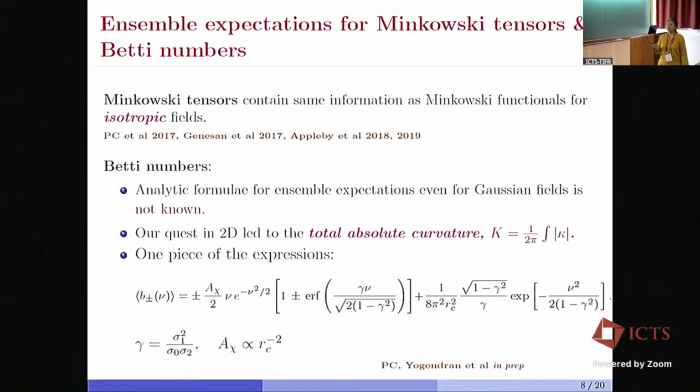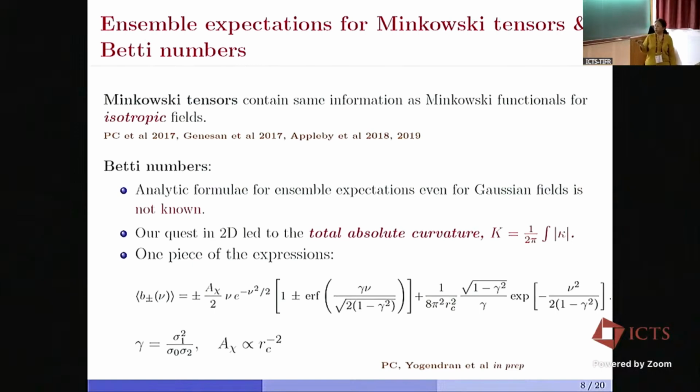Then for Betti numbers, you can also ask what the ensemble expectation formulas are, and that has not been known. This is a very hard problem that several people, particularly mathematicians, have been trying, and we don't know the full analytic form yet. However, in the recent past, we looked at an approach to calculate the analytic expression by involving the total absolute curvature, which is given by this formula here. It's an integral over kappa.